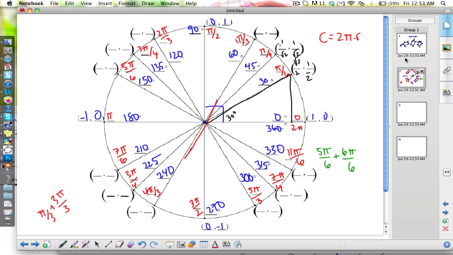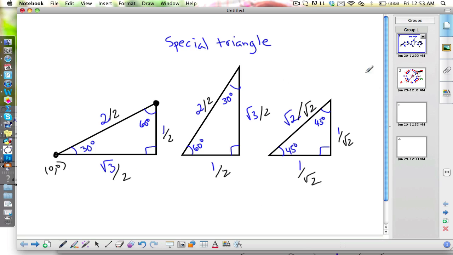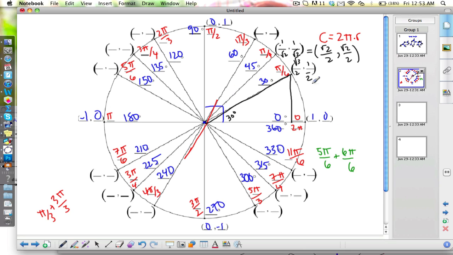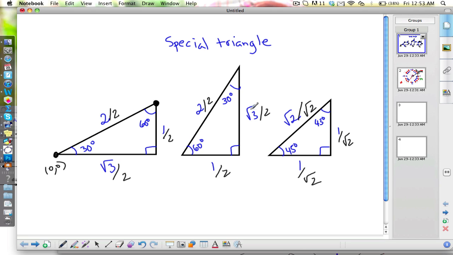And do you usually rationalize the denominators on those, or do you leave that? I could care less, but just so you know, that's the equivalent. Sometimes you'll see problems written like this, and you just sort of have to know. But yeah, they're equivalent. And the last one? So this is over a half and up root 3 over 2. Notice that it's just switched. So 1/2, root 3 over 2. It's just switched, and that's literally because the triangle is switched.